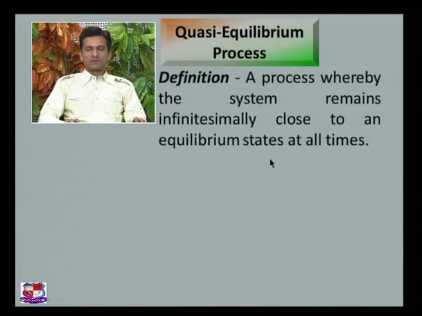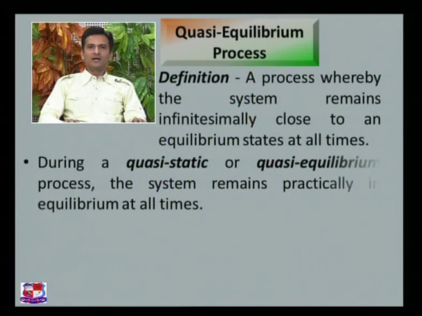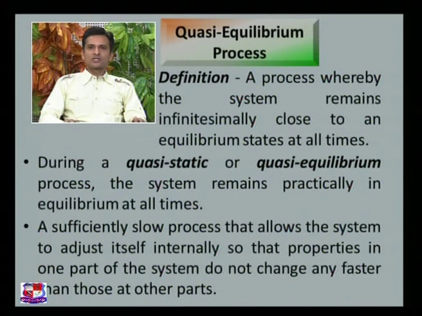Now, quasi-equilibrium process: a process whereby the system remains infinitesimally close to an equilibrium state at all times is called a quasi-equilibrium process. During a quasi-static or quasi-equilibrium process, the system remains practically in equilibrium at all times. It is a sufficiently slow process that allows the system to adjust itself internally so that properties in one part of the system do not change any faster than those at other parts.